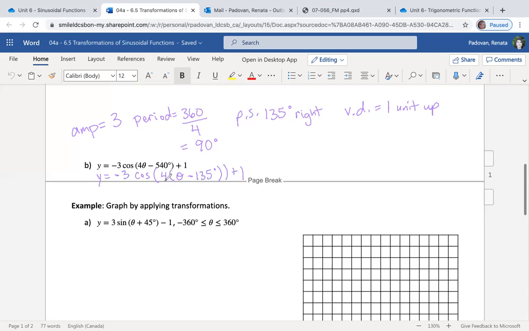And then this is my period. So that didn't change this at all. I still divided by 4, but it changed the phase shift. So I'm moving 135 degrees to the right. Okay, so now let's move on to y equals 3 sine of (theta plus 45) minus 1, between 360 degrees and negative 360 degrees. So let me clear this and move this up.